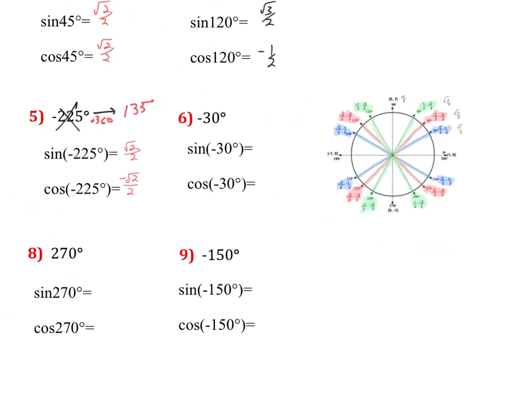Let's see, negative 30. Well, don't like negative angles. Let's add 360 to it. That's going to be 330 degrees. 330 degrees is this guy right here. Looks like I've got a cosine of rad 3 over 2 and a sine of negative 1/2.